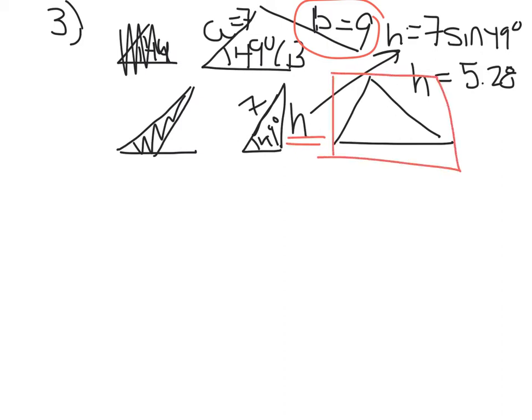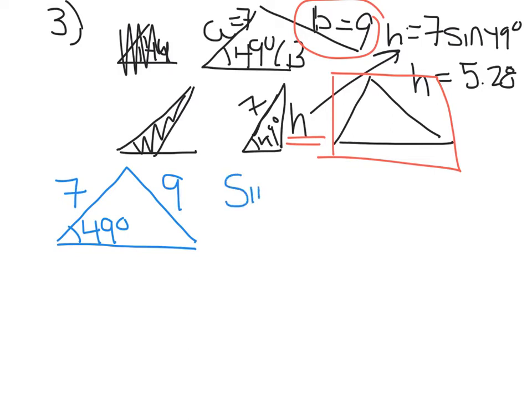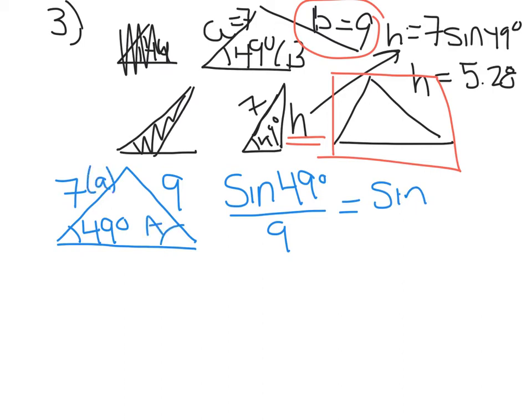And so now we do all the math. I draw my one triangle that I can make. This is 49 degrees. This is going to be 7. This is going to be 9. And then we just start doing law of sines like we normally would. Sine of 49 degrees over 9 equals sine of, we'll call this angle over here A, because this was side a, so sine of capital A over 7.